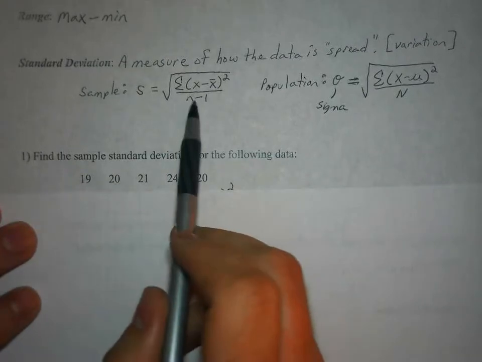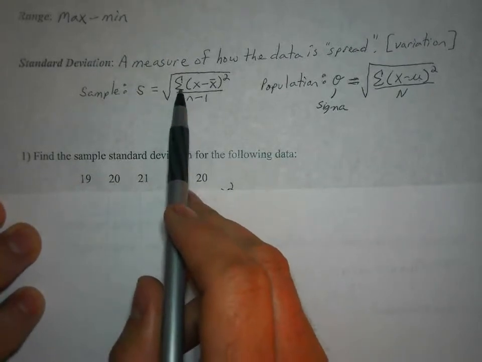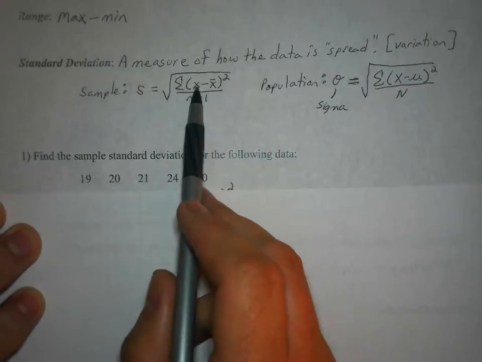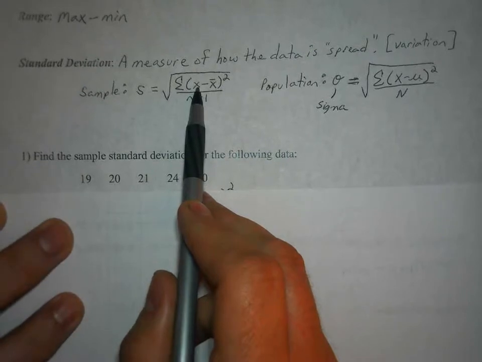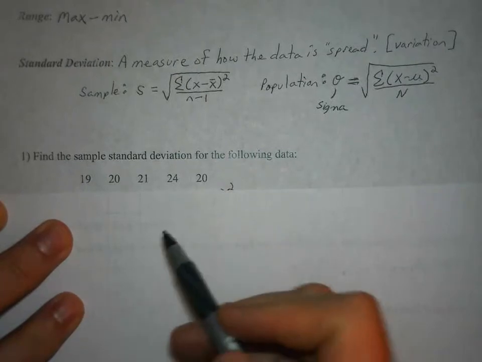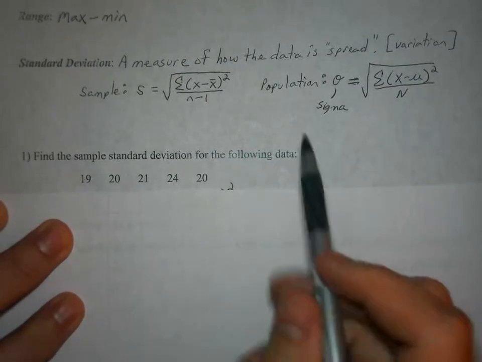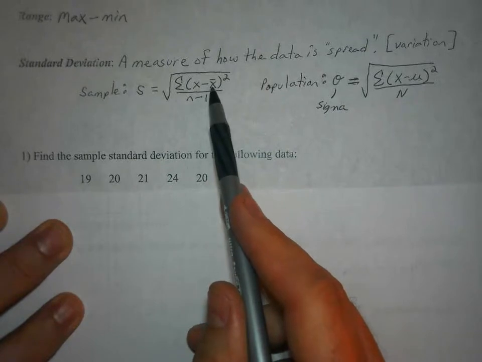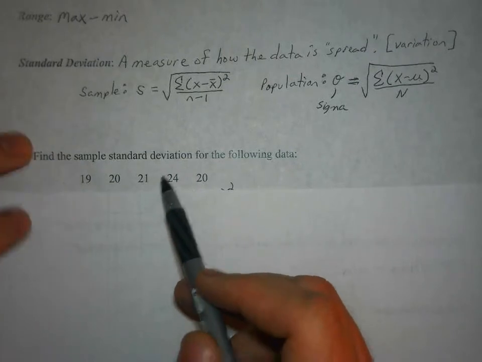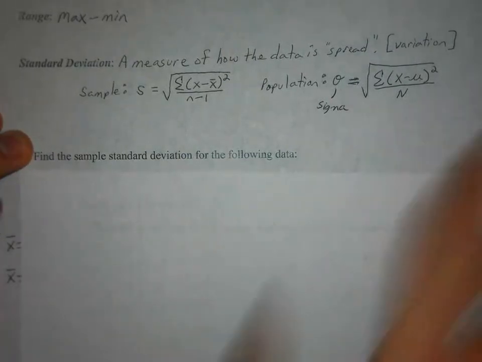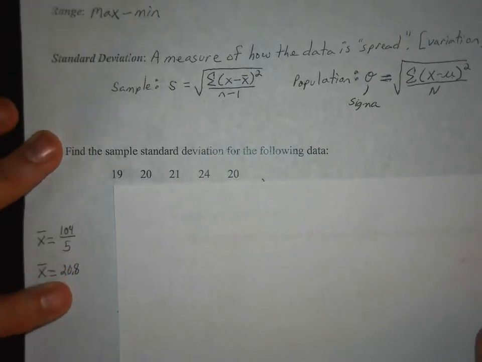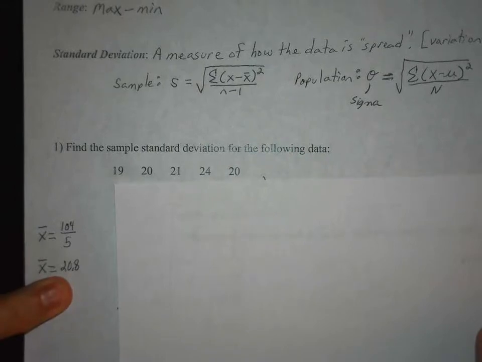So when we go through the formula, we're going to add x minus x bar and then square them. Well, x just means each of your individual data values. So 19, 20, 21, 24, and 20, those are all your x values, your data values. We need to subtract the sample mean from each of those. So we calculate the sample mean of this data set, taking 104, that's the sum of the data values, divided by 5, which is 20.8.